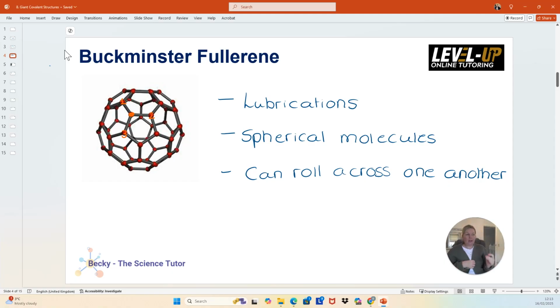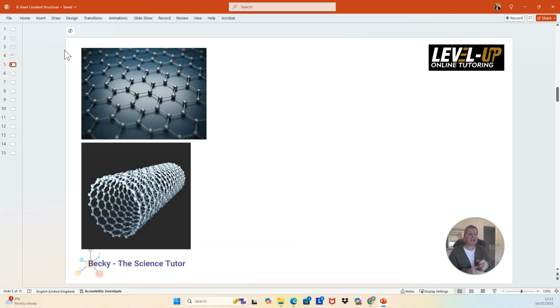Yeah, so it's a little bit different with the Buckminster fullerene, and that's why I wanted to show you it, but essentially the same thing. And as I said, if you see something a little bit different, don't panic, okay? This is a sheet of graphene at the top, so this is just a single layer of graphite. This is graphene, and here we've got a nanotube.